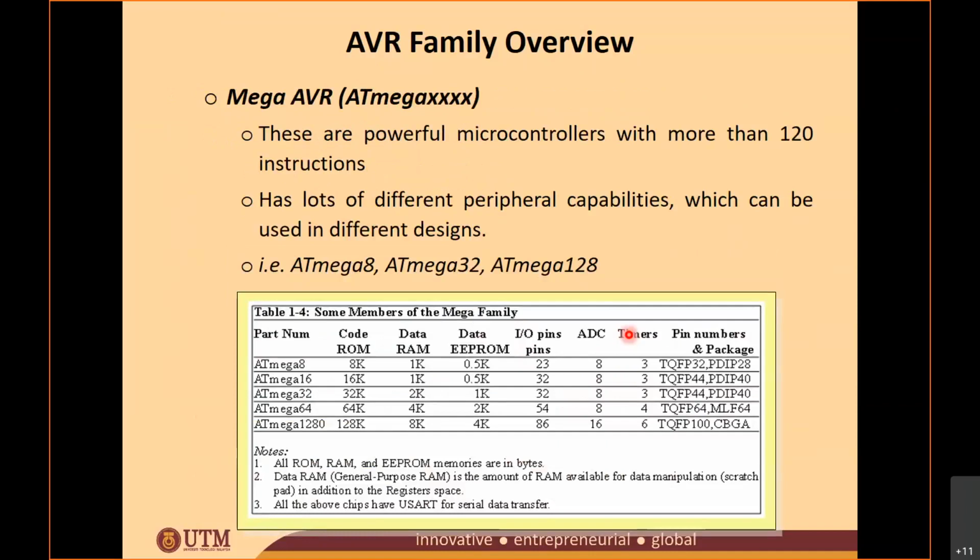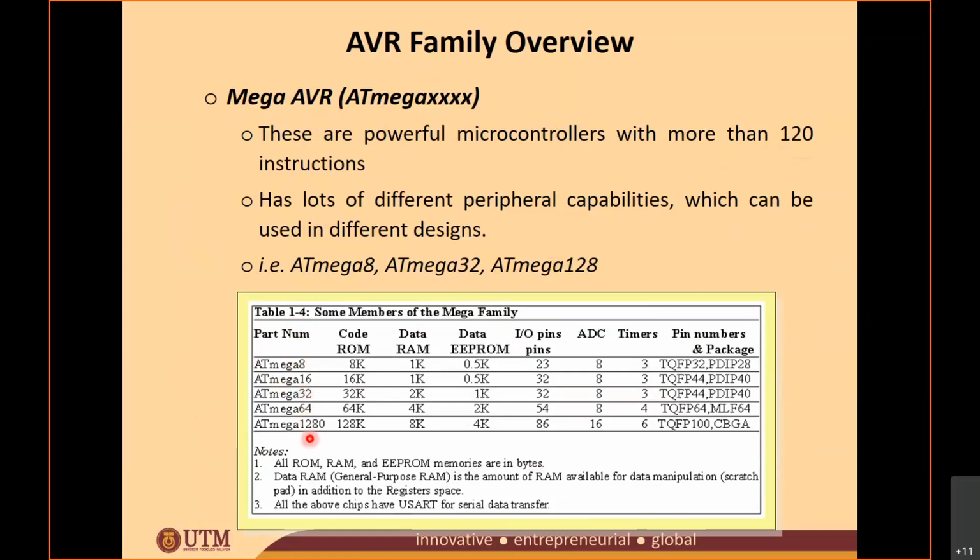And then we have a mega AVR, okay, called as an ATmega XXX. Okay, so in this class here, we are going to learn about the ATmega. Okay, so these are powerful microcontroller with more than 120 instruction. Okay, dia ada banyak instruction yang kamu kena belajar, which is more than 120. Okay, so in this class here, we will learn about this instruction here. Okay, how to write the ATmega programming. Okay, so it has a lot of different capabilities which can be used in different design. Okay, so ada banyak model dia, ATmega8, ATmega16, 32, 64, 128, 1280.